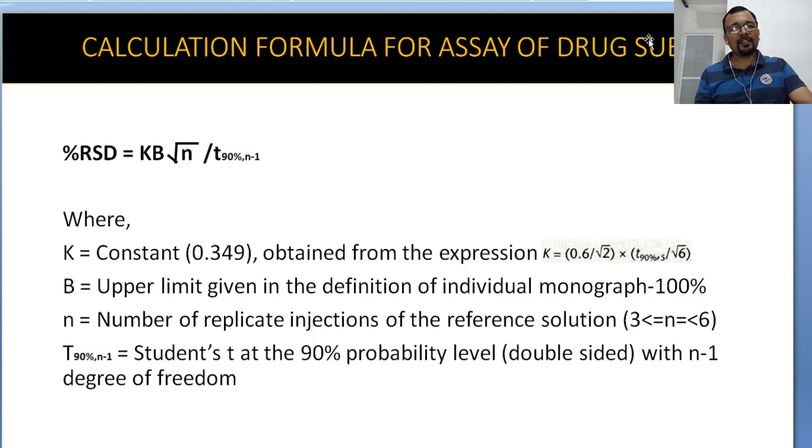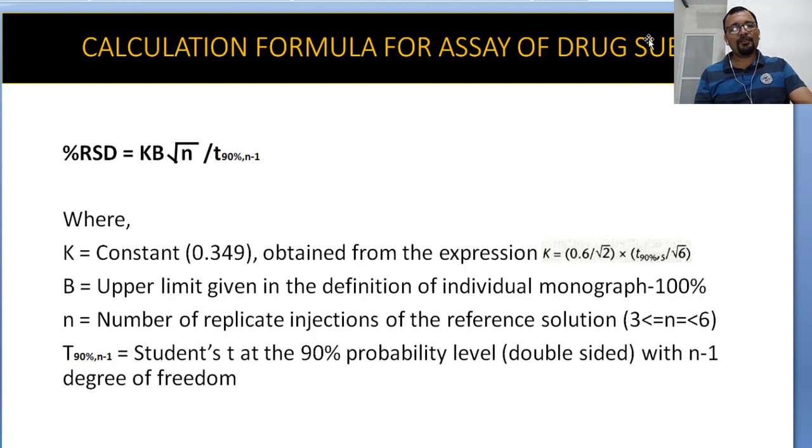Now let us also understand the calculation formula given in USP general chapter 621, and here is the calculation formula for percent RSD. So percent RSD is equal to K times B times root n divided by Student's t at the 90% probability level with n minus 1 degrees of freedom. The value of K is 0.349, and the value of B is very important as far as the percent RSD calculation is concerned. And what is B? B is equal to the upper limit given in the definition of the individual monograph minus 100%.